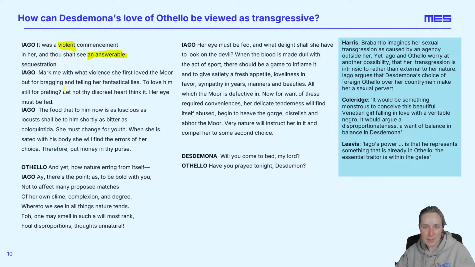Foreshadowing. Iago also says, "Mark me with what violence, again, she first loved the Moor, but for bragging and telling her fantastical lies. To love him still for prating, let not thy discreet heart think it. Her eye must be fed."